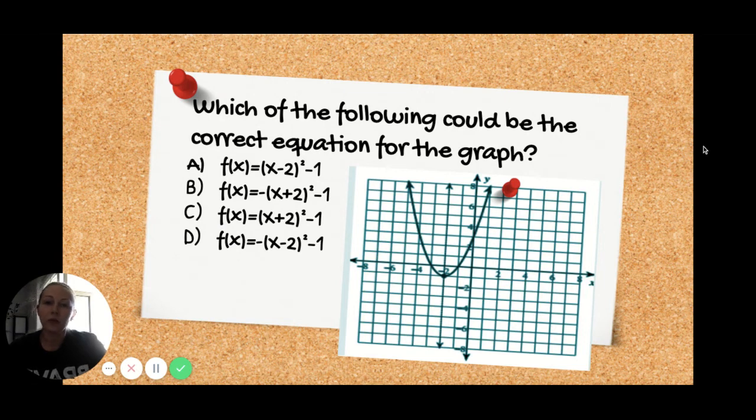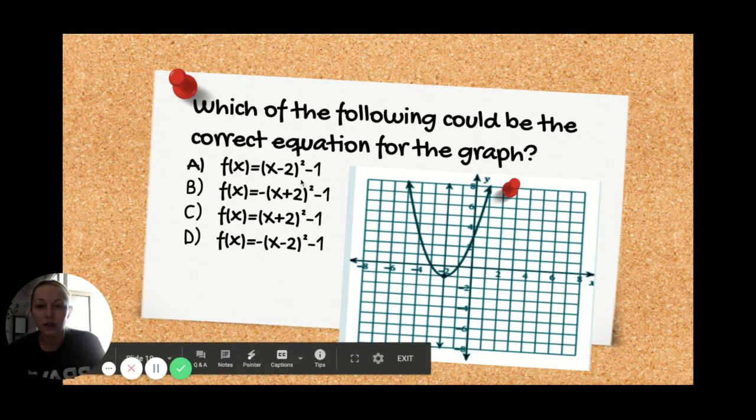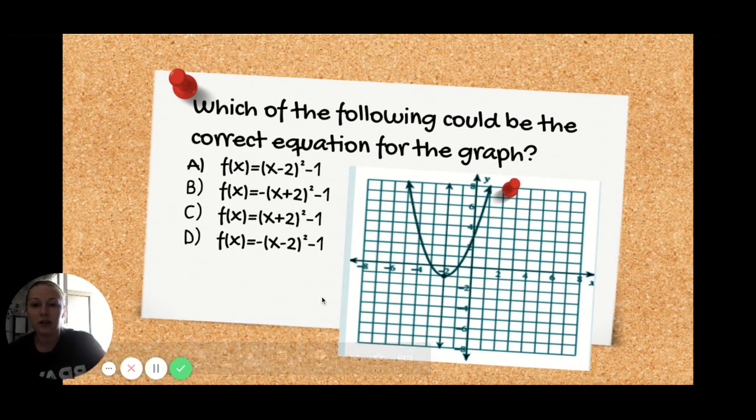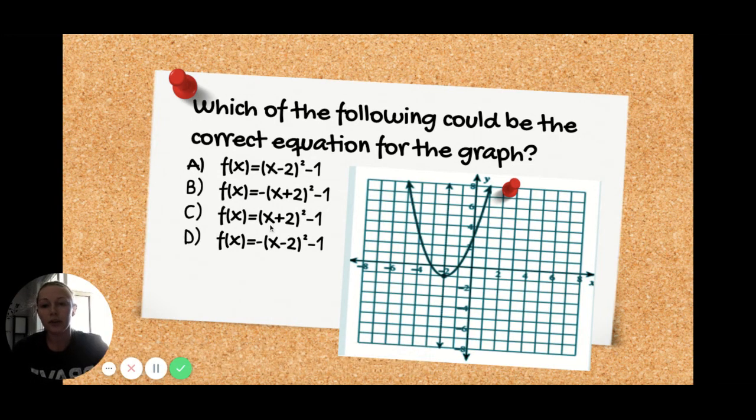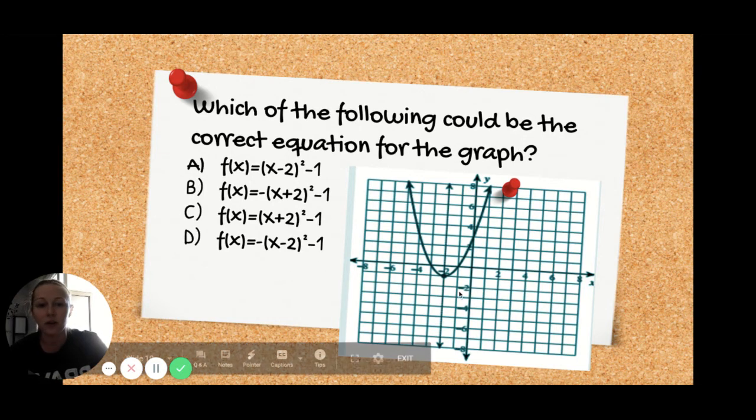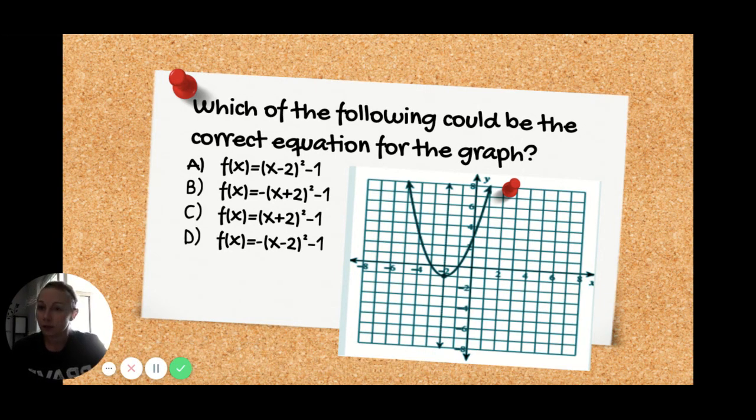Okay, our next multiple choice. Which of the following could be the correct equation for this graph? I want you to first notice, look at all of our answer choices here. 2 of them have negative coefficients, 2 of them have positive. None of them have other numbers in front. So we really need to pay attention to the negatives. Should it be negative or should it be positive? And then we also need to pay attention to our vertex here. So go ahead, look at the graph, look at your answer choices. When you think you've got it, go ahead and hit play and see if you're right.